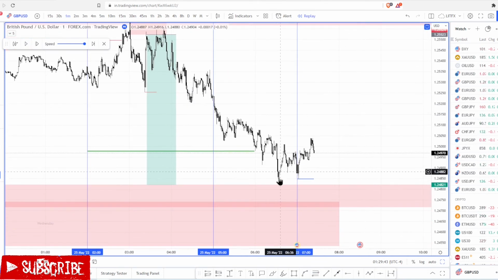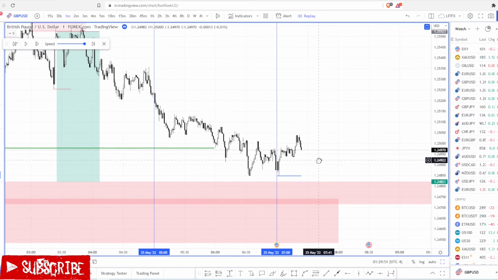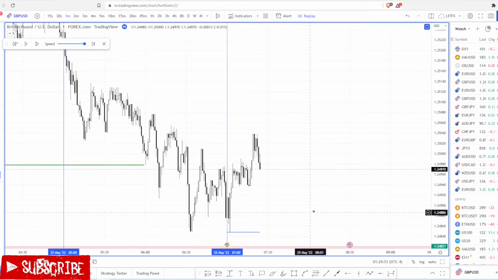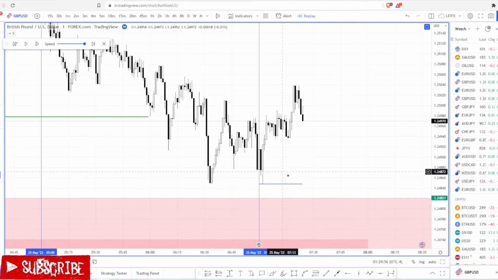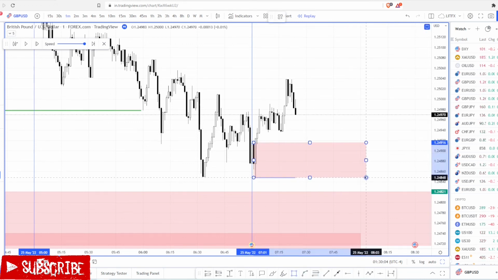When I came, I saw this low. It had still not touched my point of interest at this particular time. So I was just like, okay, let's see what's going to happen. I was already considering taking this like this for my point of interest to take short, because there's a break here. Let me show you what I was thinking.